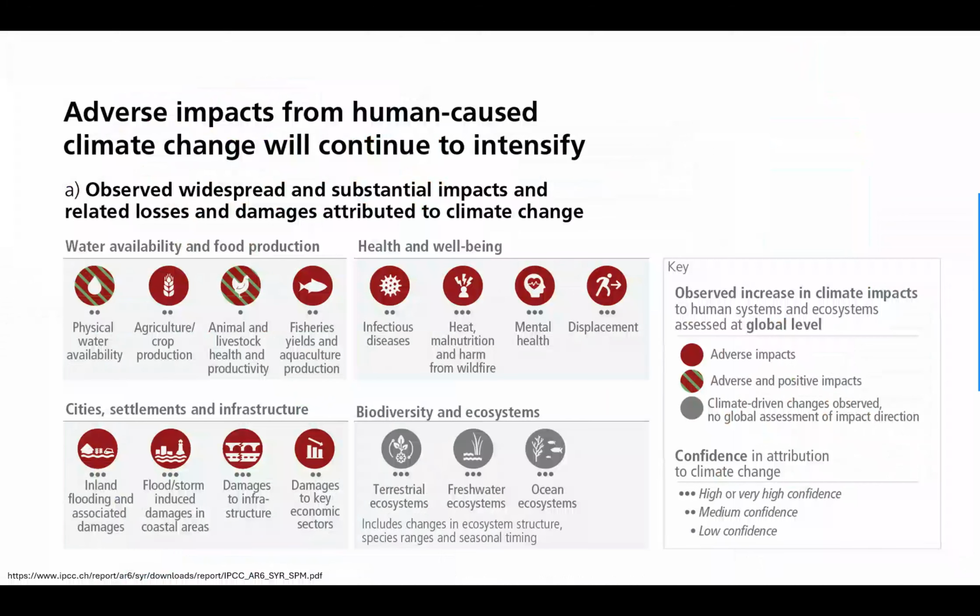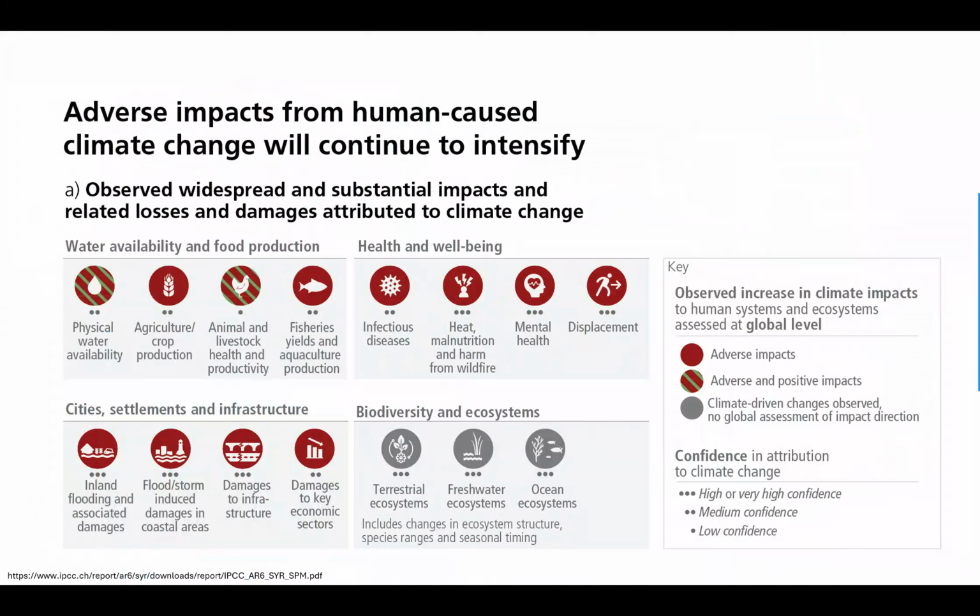There are several impacts of this human-caused climate change. This is not a natural phenomenon. This is a phenomenon that we are causing. So there are a lot of things that are going to happen. One is, some of them are related to what we consume: water availability and food production.